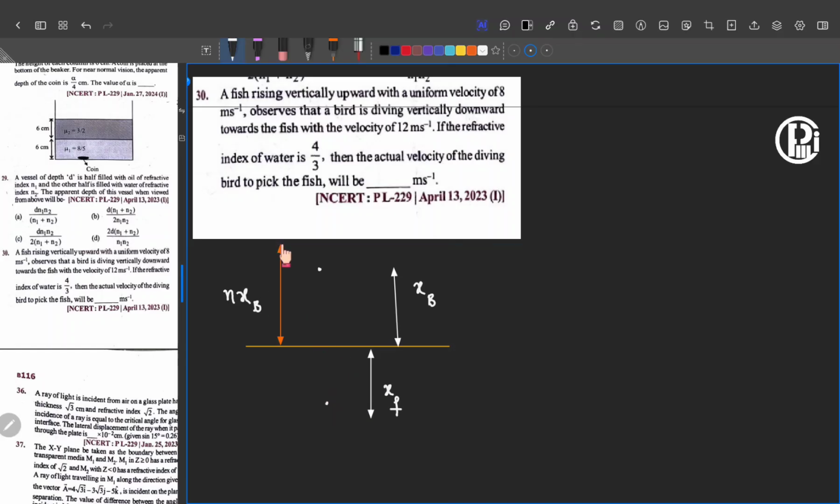Therefore, the gap between the fish and the apparent bird, you could say, is the position of the bird with respect to the fish. Position of the bird with respect to the fish is equal to the position of the fish from the interface plus the apparent position of the bird from the interface, which can be written as n XB, right? So this is the one thing that you have to keep in your mind.